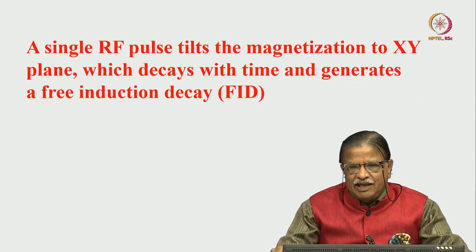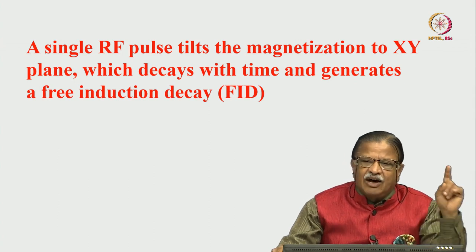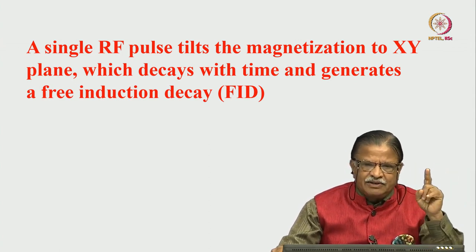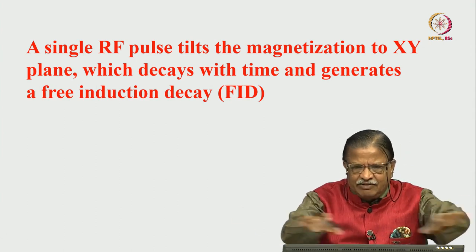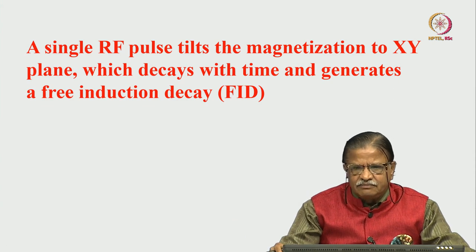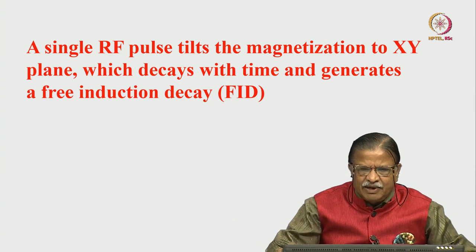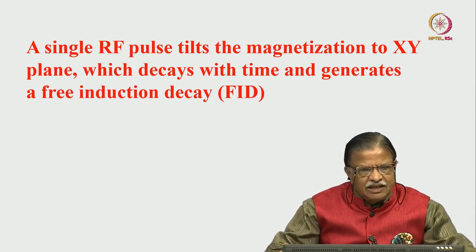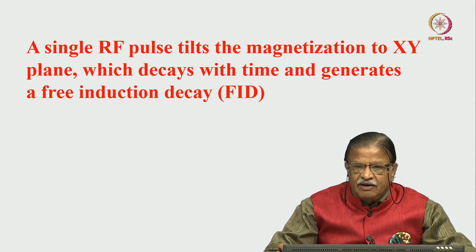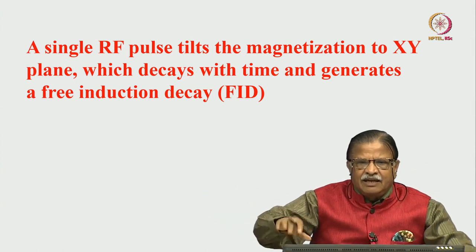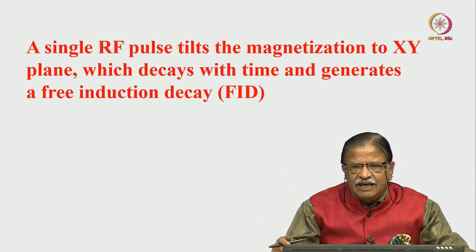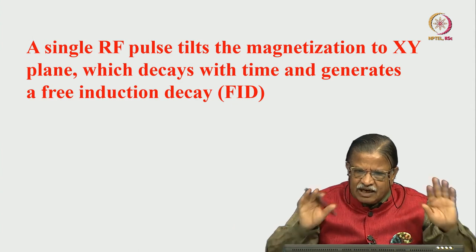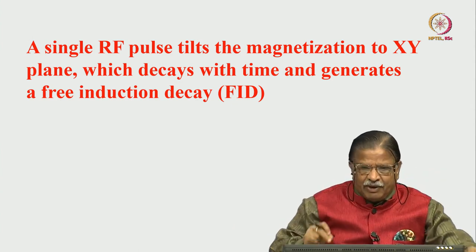What is the meaning of a spin echo? If I have a single RF pulse, that's what you have been doing: apply an RF pulse, tilt the thermal magnetization to the XY plane, and start collecting the signal. In the XY plane, the spin vectors start dephasing, and there is a decay of the signal in the XY plane while it grows simultaneously along the z-axis. That's what I said in the introduction class. While the signal decays in the time domain, you collect it, do the Fourier transformation, and get the spectrum. The decay in the time domain we call the FID, which decays exponentially. This is when you apply a single pulse.